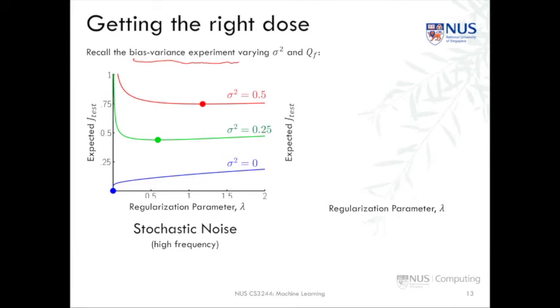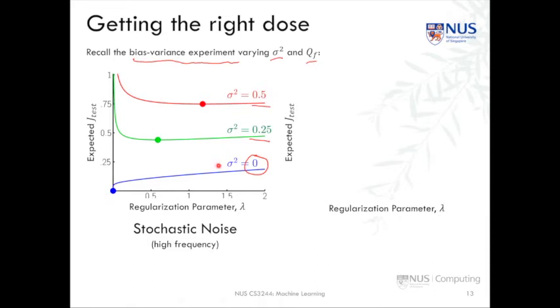So let's revisit the bias variance trade-off experiment, where we looked at varying the amount of noise and the complexity of the target function. We can see here when we have changed the amount of noise from 0 to 0.25 to 0.5 that we have in fact worse and worse expected test costs. But using regularization, we can control for how bad our test cost performance is by upping the dosage of medicine as the noise goes up.